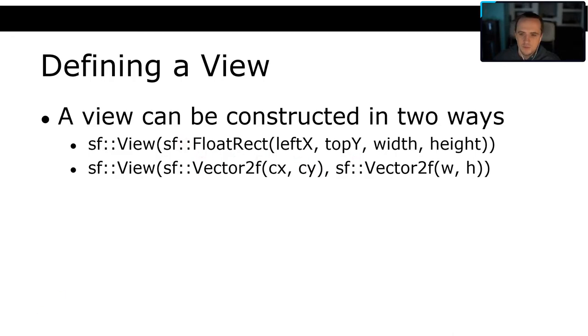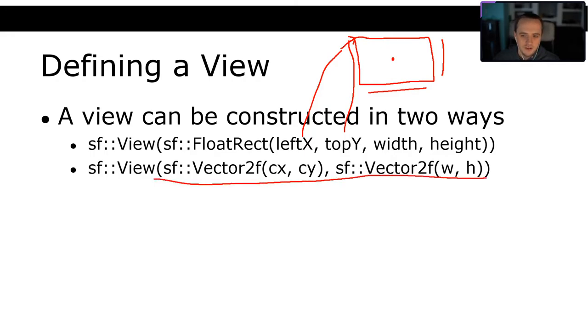So in the first one, you define the rectangle. So here, let me have the pen. So in the first one, you're defining this point, right? That's the top left, the left X and the top Y, and you're defining the width and the height. In the second one here, you're passing in the center position of the view, and the width and the height. And so if you wanted to, say, center Link on the map while you're playing Zelda, it might make sense to use this call because it's a little easier to implement.